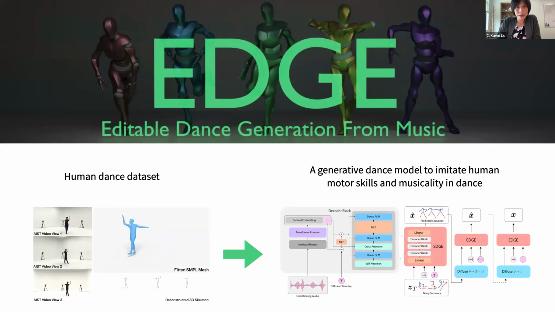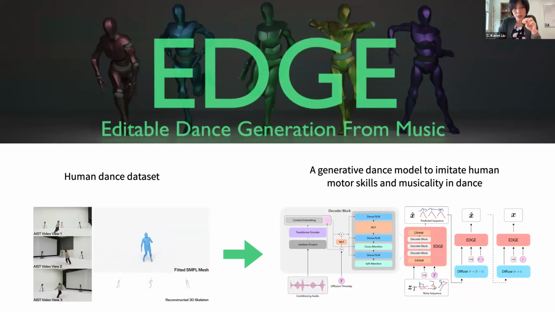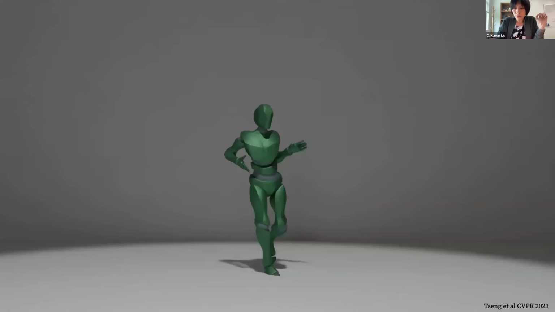Here I'll show you one example of a motion that's generated by AI with the music, the audio, as the input. Let me turn this down a bit.